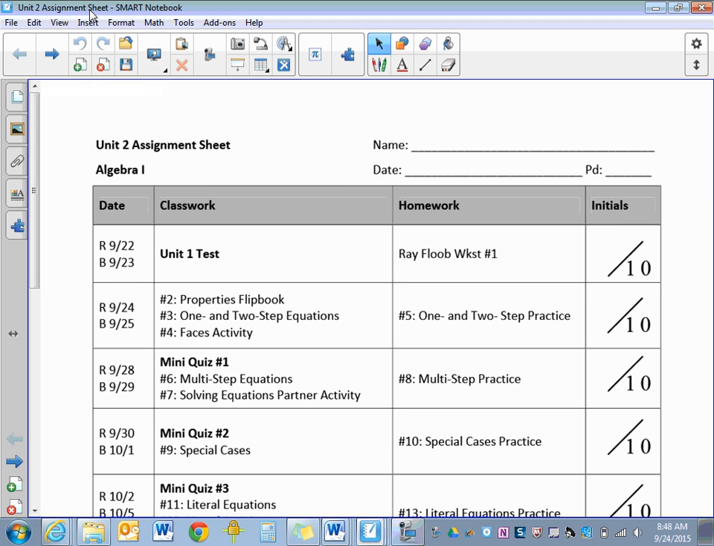Okay, so you should have gotten a lot of sheets in front of you, starting off with your yellow assignment sheet. So when I'm taking a look at your yellow assignment sheet, this is what I have pulled up on the board here.